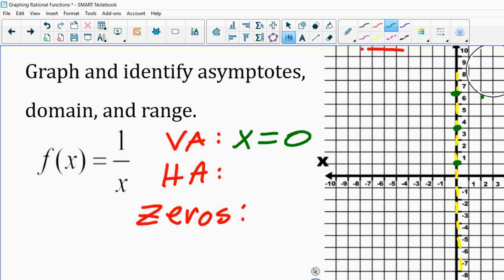Now, we also said there was a horizontal asymptote. And we said the horizontal asymptote's right there. What's the equation for that horizontal asymptote? Y equals 0. Now, where does this curve cross the x-axis? Never. So there aren't any zeros, so you're just going to put none.